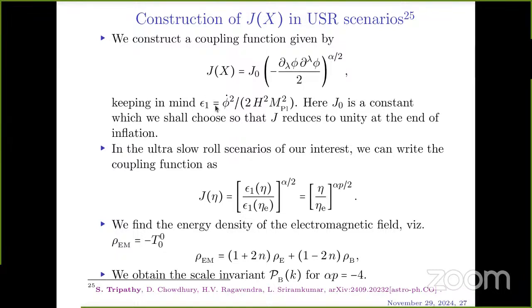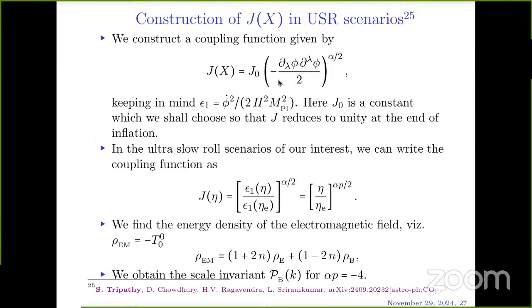because if you look at this kinetic energy term of the field, it is related to the first slow roll parameter. During an epoch of ultra slow roll, the field is constant and the Hubble parameter is constant. The only dynamical variable we have which can give a time dependent behavior to the coupling function is the first slow roll parameter. So that was our first goal: we need a dynamical variable to use in the coupling function which can lead to a scale invariant behavior of the primordial electromagnetic fields in the required strength. With that goal in mind, we have constructed a coupling function.